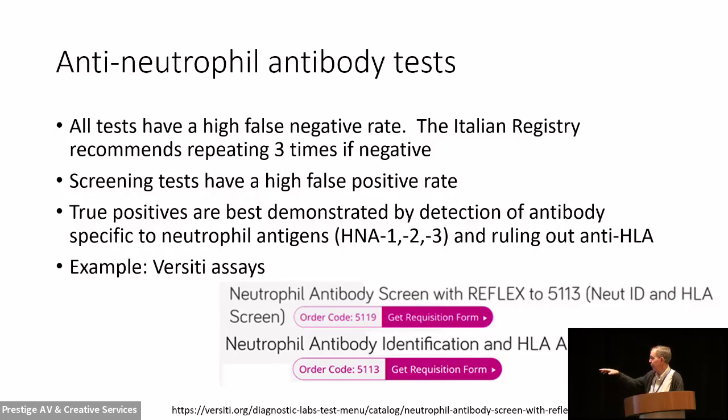So this, for instance, shows a test at the company called Versiti, where they do an antibody screen, but then look for specific antibody identification. And that's a much more reliable test.